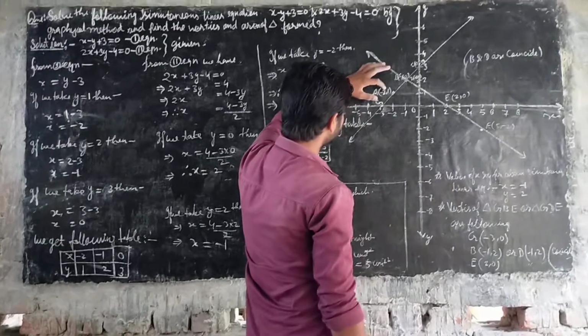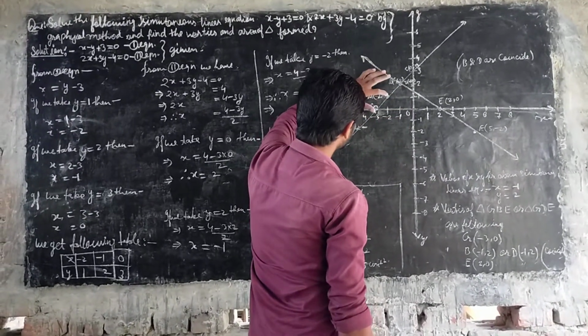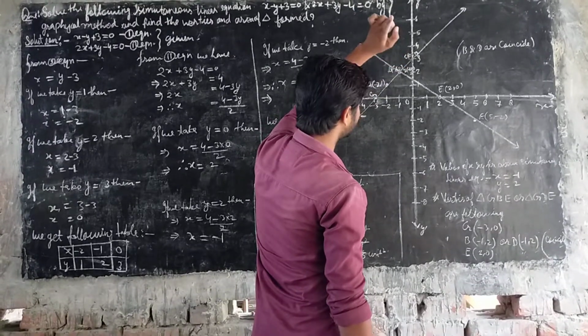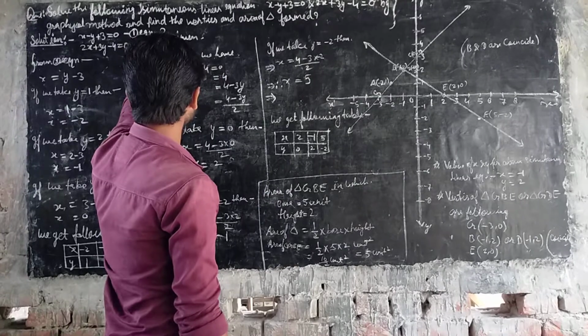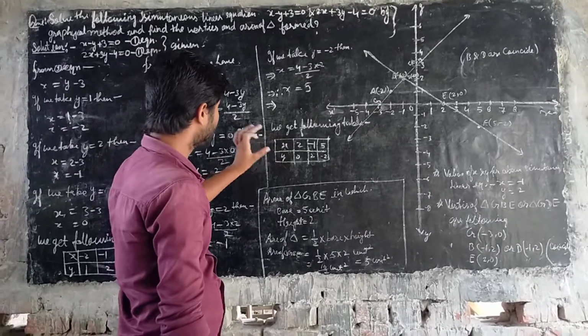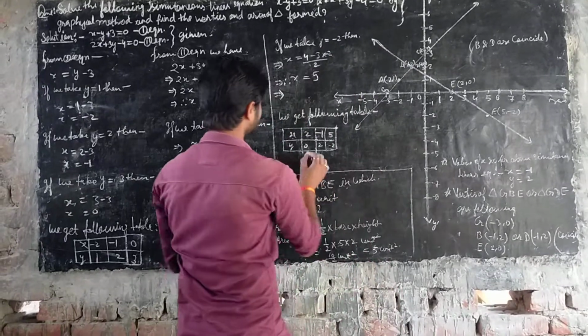These are the 3 points of the first line, the first linear equation: this first point, second point and this third point. Now, in the same way, for the second linear equation we also try to draw the line here.